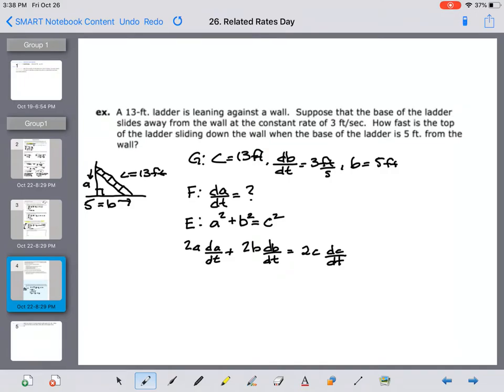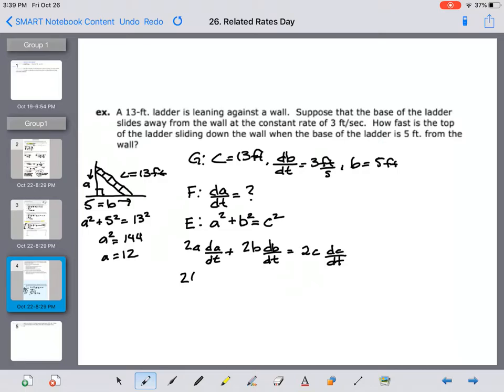So now it's about time to start plugging in. I'm going to plug in everything we know from that top line, that given line, and then we're going to solve for the thing that we're looking for. So let's start plugging in 2. I don't know what A is, but if we go back to our triangle and we think about the Pythagorean theorem, we can actually solve for A because we know B, we know C. So we're going to use Pythagorean theorem again to solve for A. So A squared plus 5 squared equals our 13 squared. So if we solve, we get A squared, 169 minus 25, which is 144. So that means our A is 12.